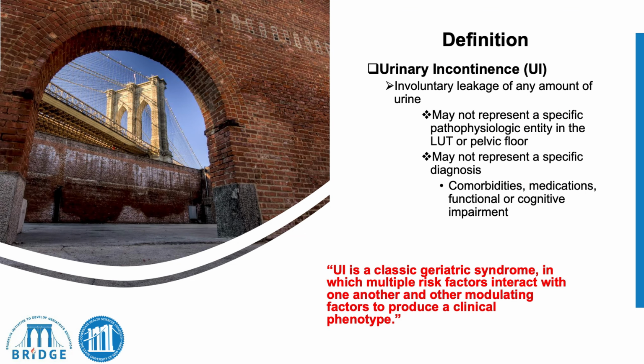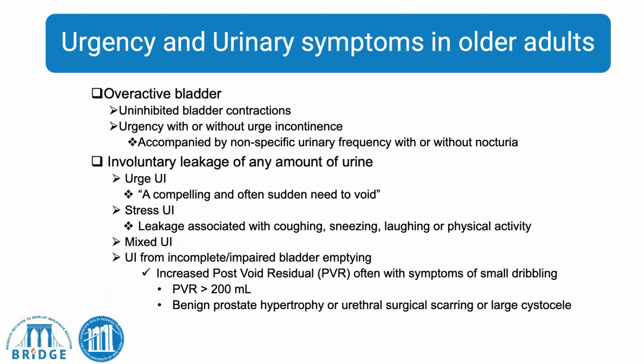It is a classical geriatric syndrome in which multiple risk factors interact with one another, and they interact also with other modulating factors to produce a clinical phenotype. Okay? Overactive bladder is a term used to describe uninhibited bladder contractions. Overactive bladder leads to urgency, and this urgency may be with or without urinary incontinence. There are 4 types or 4 categories of urinary incontinence. The first is urge urinary incontinence. In urge urinary incontinence, the older adult has a compelling and often sudden urge to void.